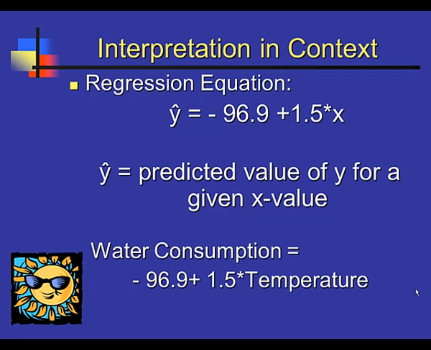If we use the variable names, the equation is water consumption equals negative 96.9 plus 1.5 times the temperature. We will want to be able to interpret the slope and the y-intercept of this equation in the context of the problem.